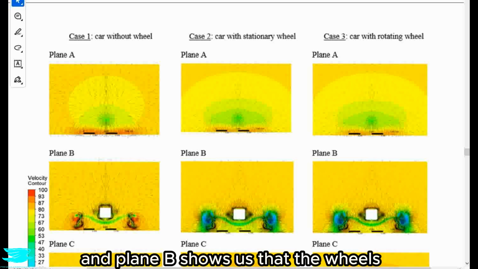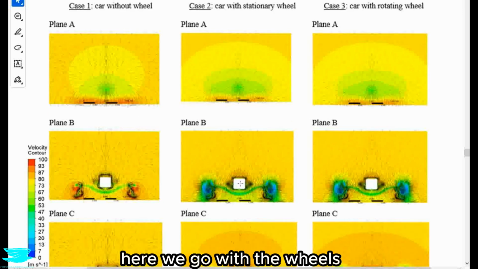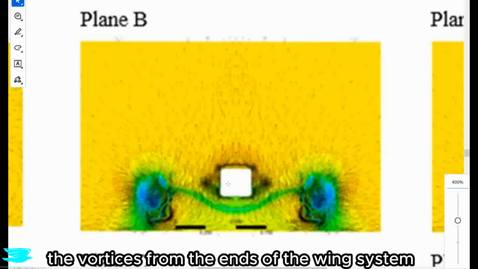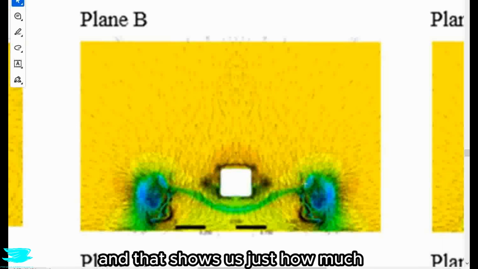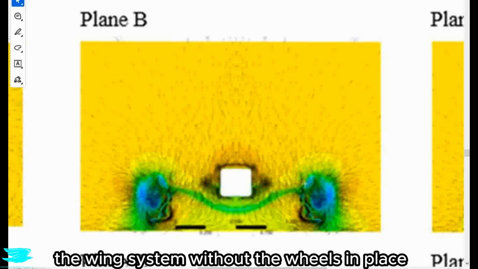And plane B shows us that with the wheels, here we go, the vortices from the ends of the wing system are now pretty much gone, and that shows us just how much the wing system depends on the wheels to function optimally. And designing the wing system without the wheels in place won't give you the best results. They need to be done together.